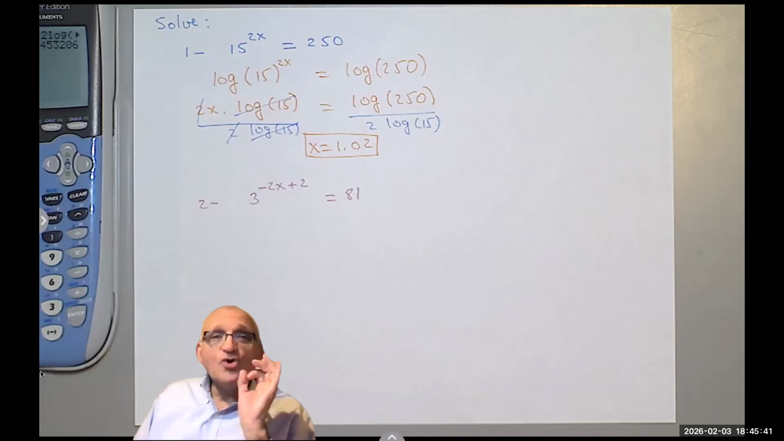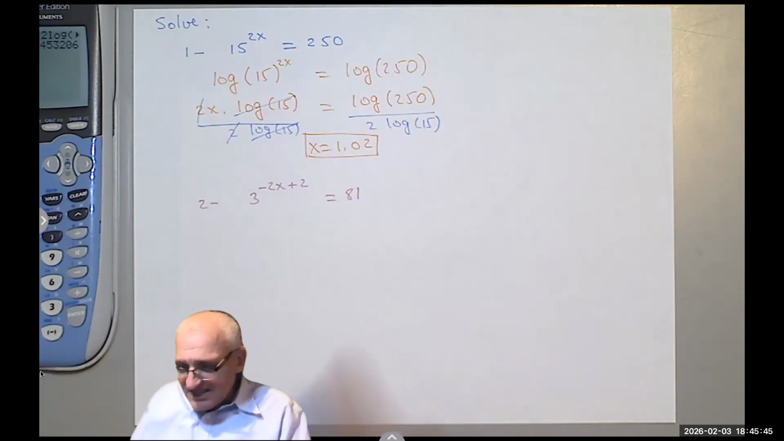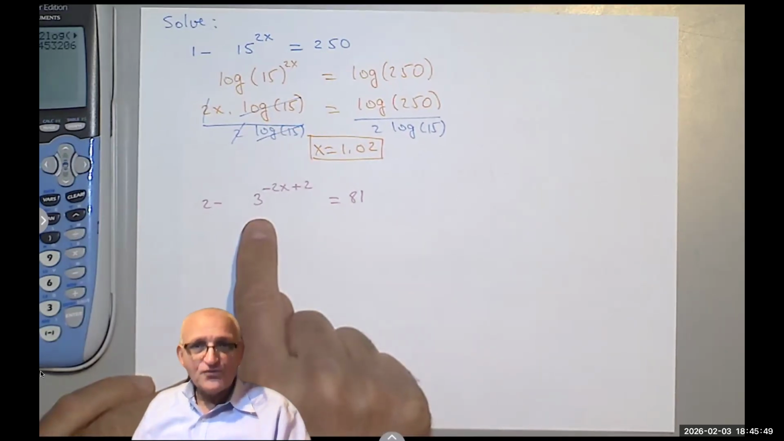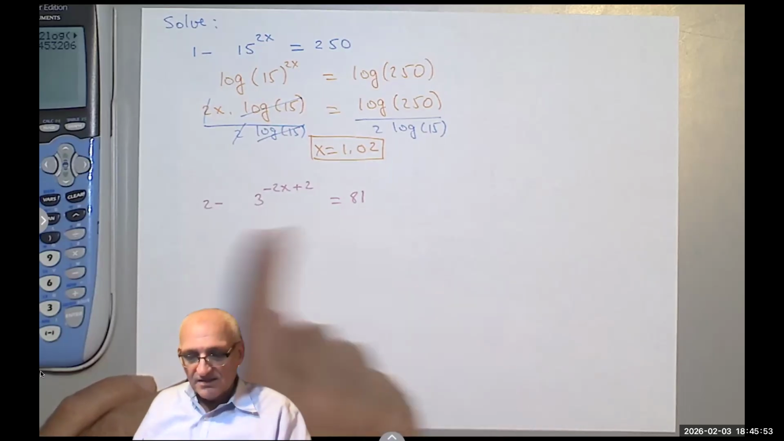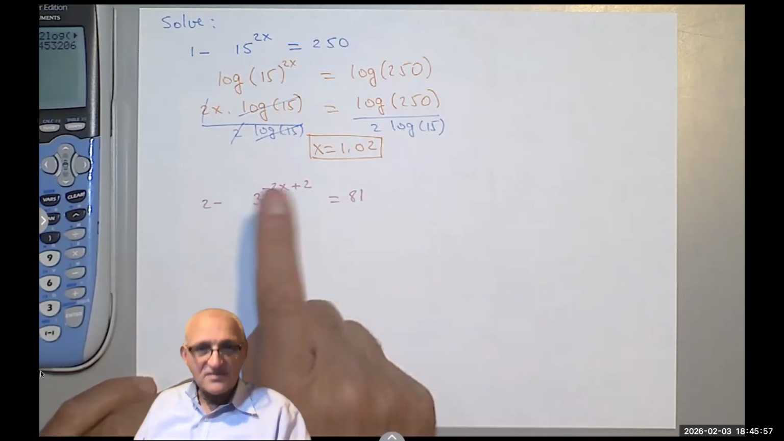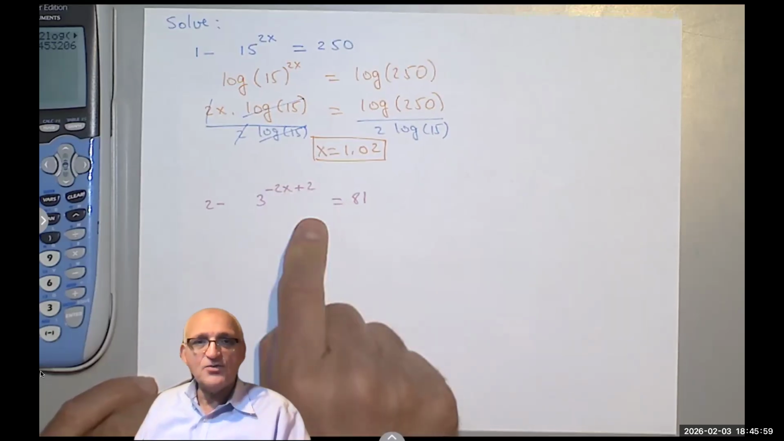The first thing you always have to do, like we did here, is to see, is the 81 a power of 3? Of course it is. It's 3 to the 4th. It's 9 times 9. And the 9 is 3 times 3. So you get 3 times 3 is 9, times 3 is 27, times 3 is 81.